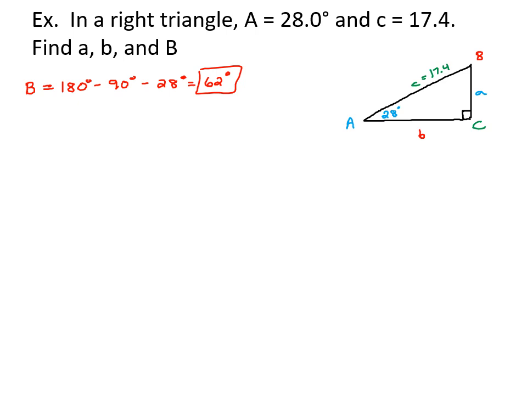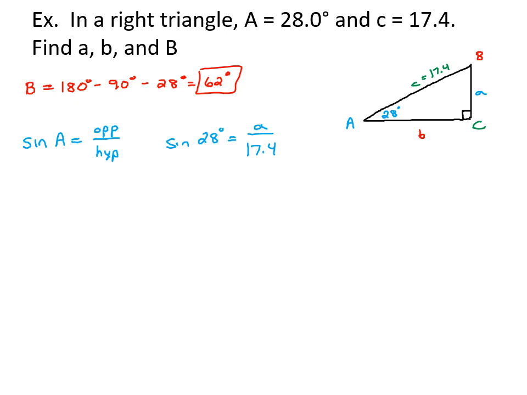And so I will do sine of an angle A would be the opposite over the hypotenuse. So I'm going to say that the sine of 28 degrees is the opposite, side A, over the 17.4 for side C.